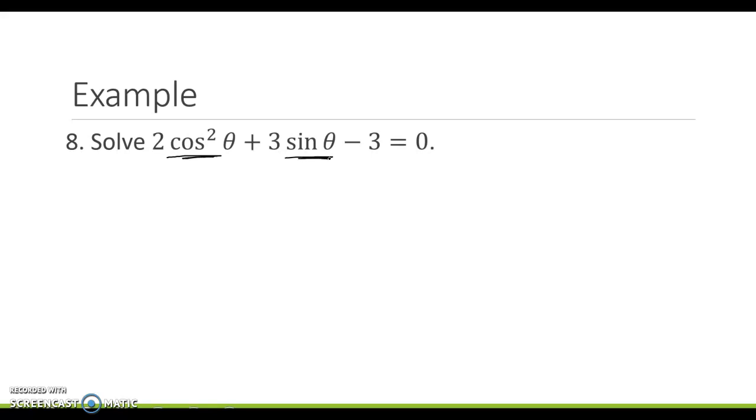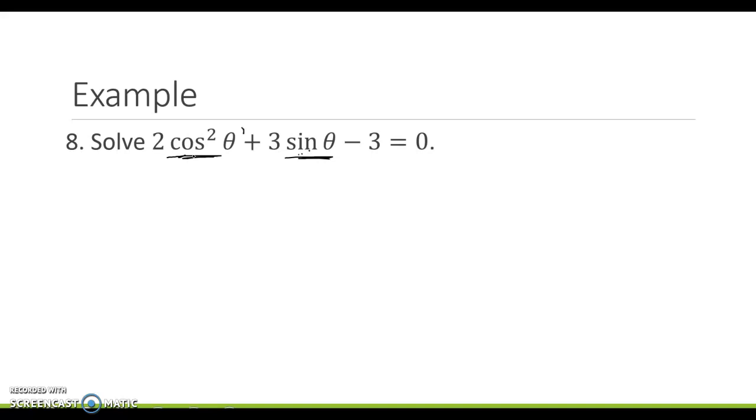And we did do examples similar to this in Unit 8 when we were factoring trig functions. And if you recall, back in Unit 8, I told you guys, if you want to factor something that looks like this, you have to have the same trig function. So I can't work with a cosine squared and a sine. I need those to be the same.